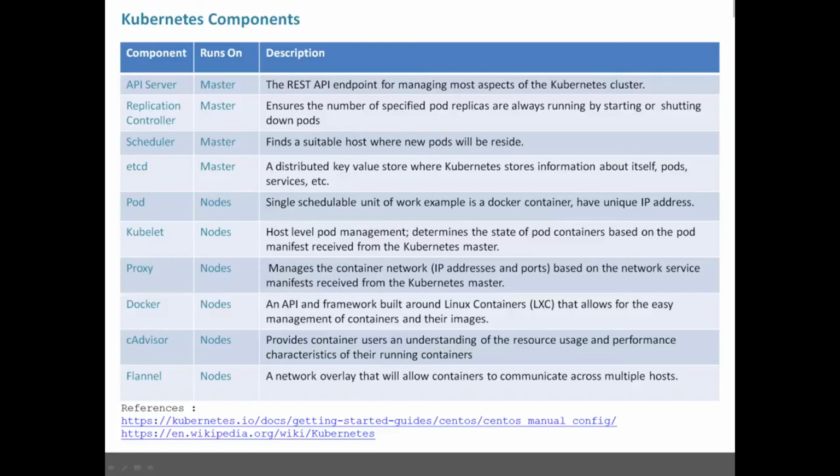Next thing is the pod, which always runs or gets created on nodes. It is a single schedulable unit of a Docker container. It always has a unique IP, because a Docker container generally works with a DHCP IP, and the IP is always unique. Another thing which I haven't mentioned here: a pod is not a migratable unit.